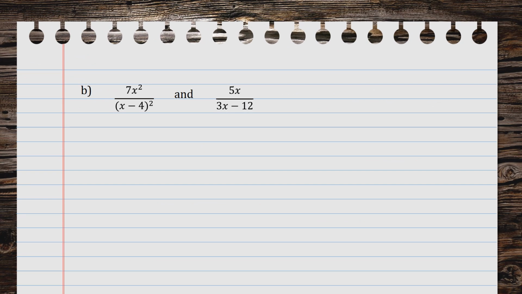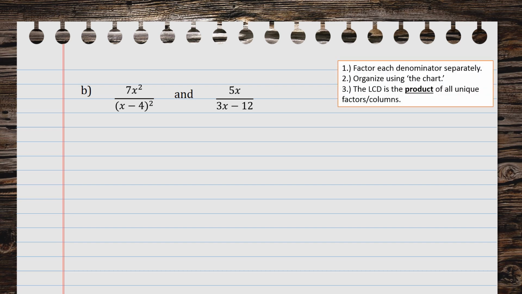Example B, again we're being asked to find the LCD for the fraction 7x squared over x minus 4 quantity squared and the fraction 5x over 3x minus 12. Again, our three steps are listed on the side of our paper. So our first step is to factor each denominator separately.